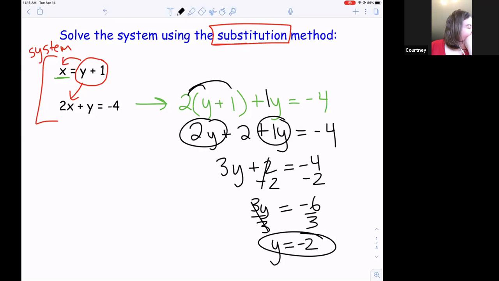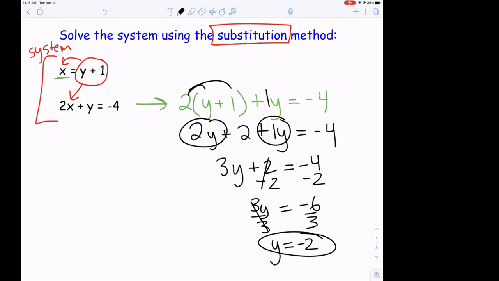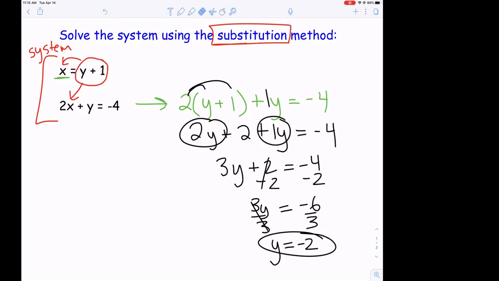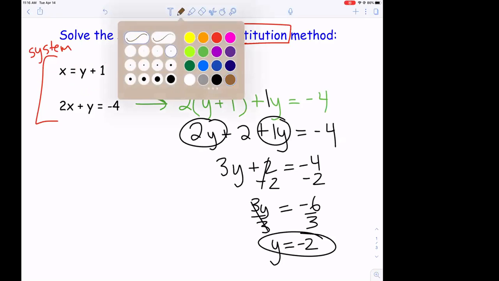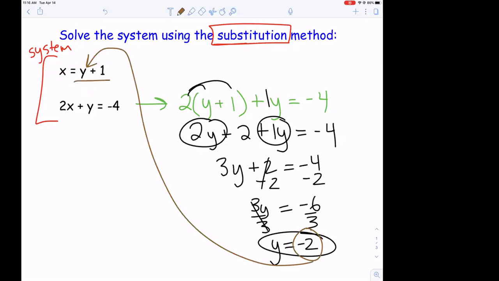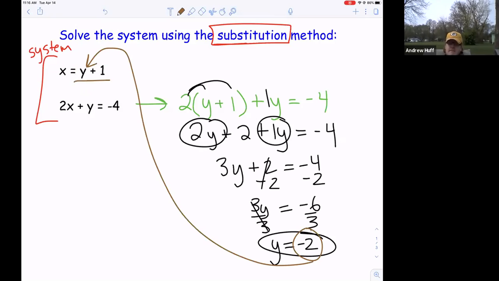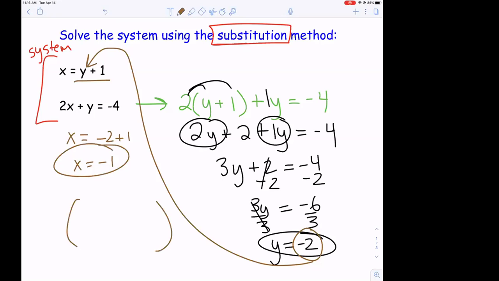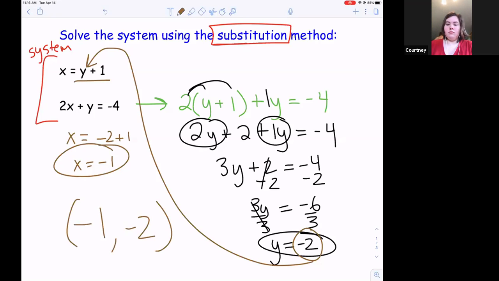Anybody know why we're not done yet? You gotta put the y back in one of the original equations. Perfect. Yeah, basically we still have to find x, and so by doing that, we just gotta plug into the one that I had written originally, because then it's just ready to go, right? X equals. So I put the -2 in, so x equals 1, and then don't make the answer -1, -2. Is that okay for everybody?